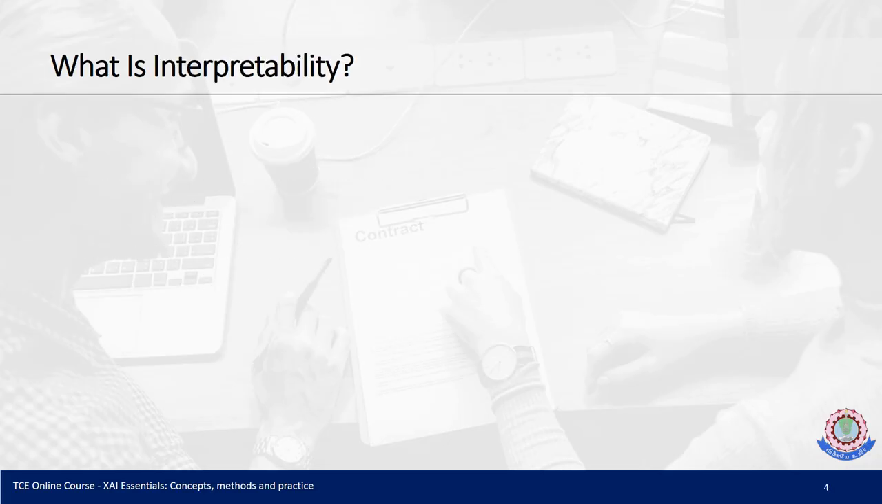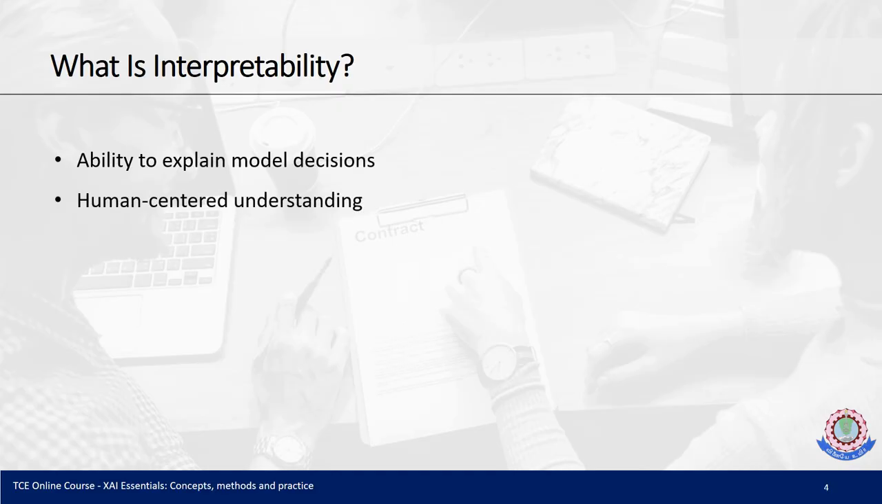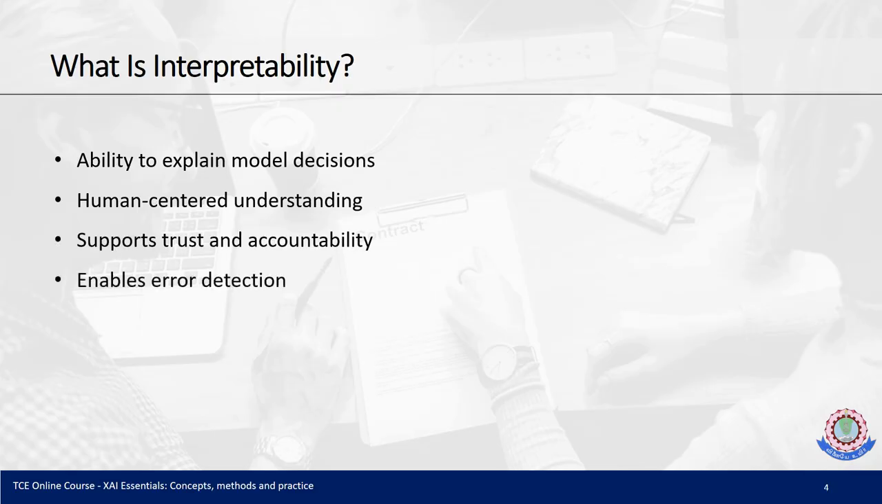Now let's change our focus to interpretability, which means understanding the decision, not just the results. An interpretable model allows us to answer questions like: why was this prediction made, which factors influenced the decision, does the decision make sense in the real world? Interpretability supports trust, accountability and ethical use of AI. Without it, humans are forced to blindly accept model outputs, even when those outputs may be wrong.